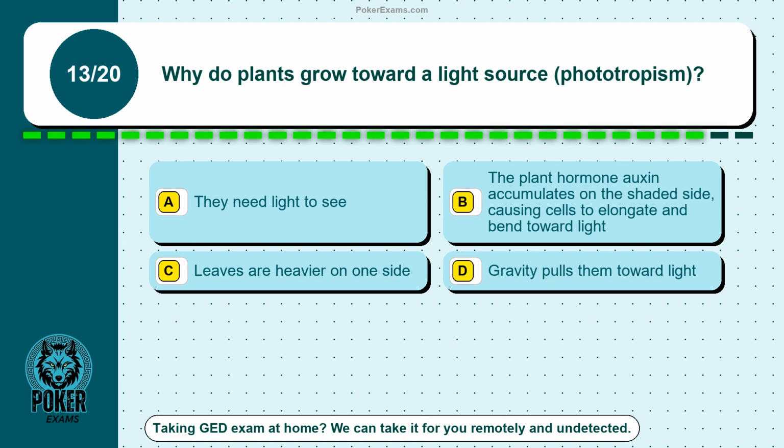Question 13. Why do plants grow toward a light source, phototropism? Option A. They need light to see. Option B. The plant hormone auxin accumulates on the shaded side, causing cells to elongate and bend toward light. Option C. Leaves are heavier on one side. Option D. Gravity pulls them toward light.